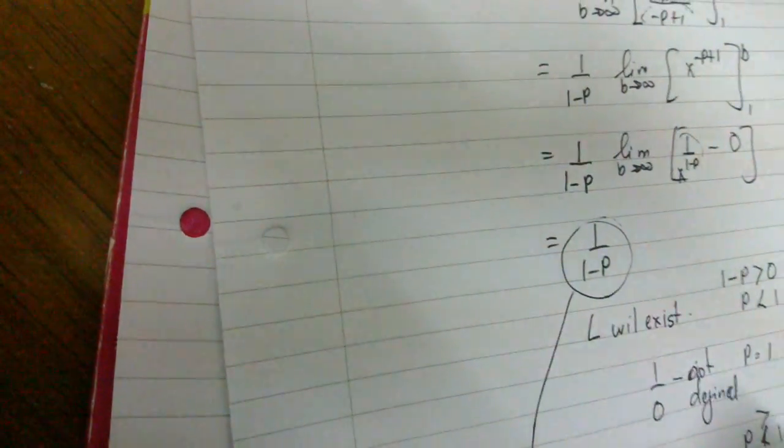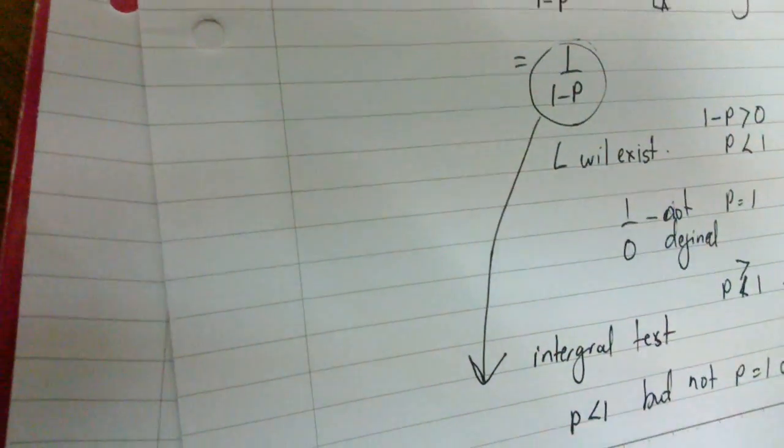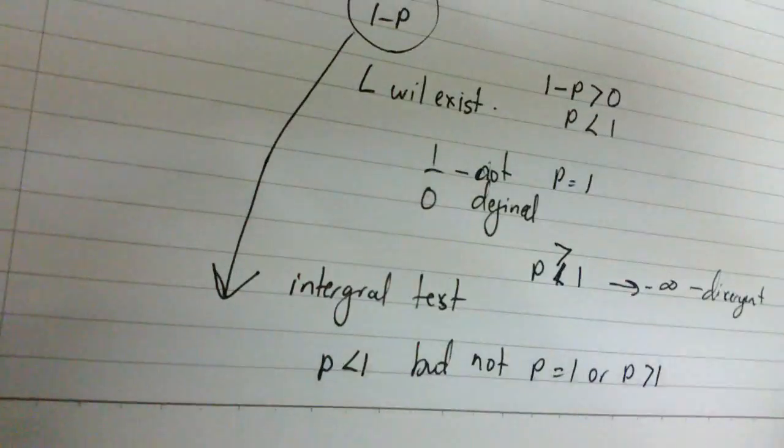So one thing we shall note, this p is the determinant for the integral test in the end, and it's very important for us to realize the integral test is only valid, right, for p less than 1, but not for p equal to 1 or p greater than 1. I hope this will give us a better definition of the p-series test.